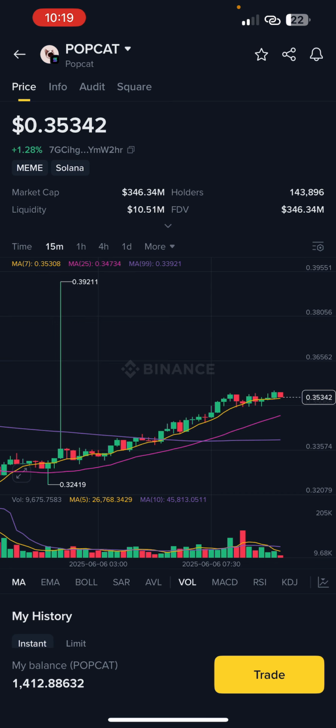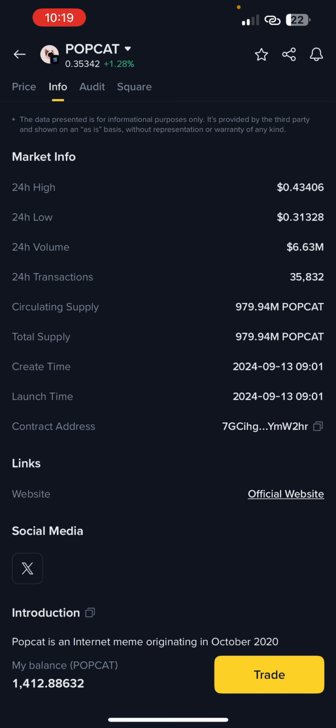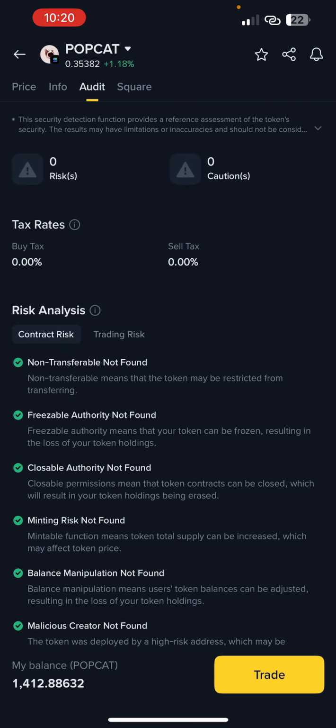So when you click on the token, you can see info at the top here. It gives you every information about the token: 24 hours high, 24 hours low, total traded volume. For PopCat, total traded volume in 24 hours for today is 6.6 million as of now. Maximum supply of the token, circulating supply of the token. All of this information you can find. The social media link, that's their X account, the website of the token, all the information. You go to audit, you see whether there is a security risk. So for PopCat, everything is solid, risk zero, caution zero, right? So you're good to go on this one.